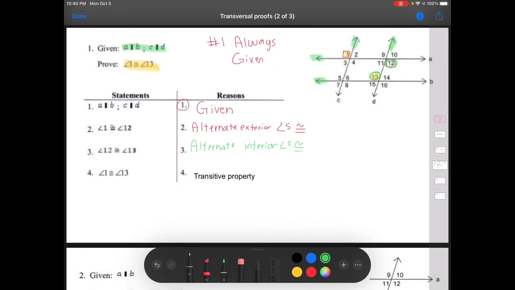Okay. Number 4, this is the transitive property that's filled in. I want to point out that we know it's transitive because in row 2, 1 is equal to 12. In row 3, 12 is equal to 13. Since they're both equal to 12, 1 and 13 are equal to each other. Okay, so that's our first one.